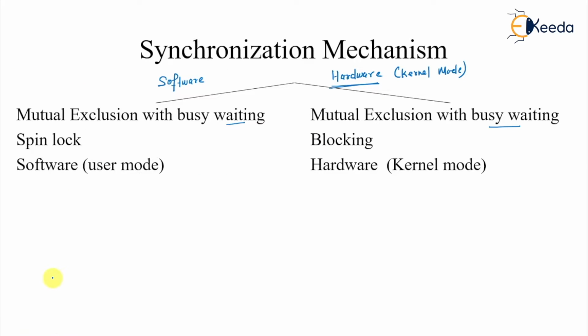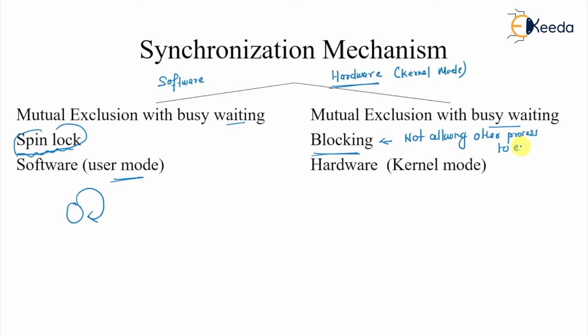So mutual exclusion with busy waiting, we have a spin lock, and this is the blocking. When we have a spin lock, a loop is spinning again and again till the condition is satisfied, and that we can implement by using software. Here we are doing blocking, that is, we are not allowing other processes to enter. And that is something related to the hardware, and it will be done in kernel mode.